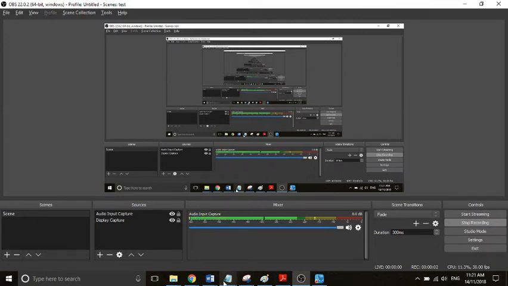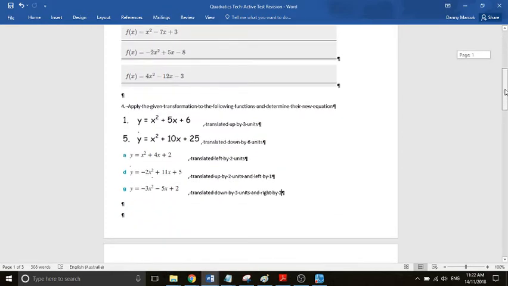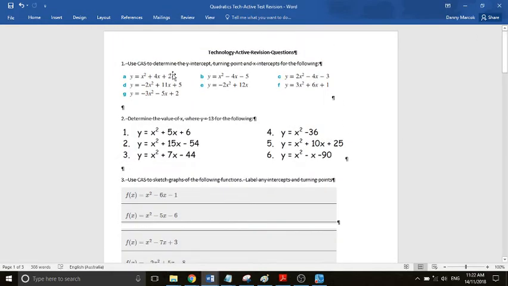What we're doing here is we're going to have a look at the Technology Active Revision questions and how you go about answering some of these with CAS. The idea is I'll go through each of these, 1, 2, 3, and so on, but I'm not going to go through all of them. I'm not going to do all the ones from question 1, all of them from question 2, 3, and so on. That's just going to take too long. We just want to get the basic gist of how we go through these things with CAS.